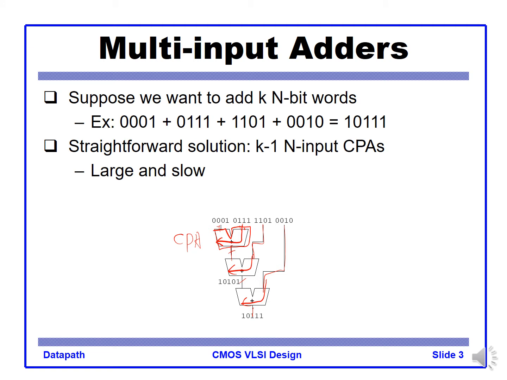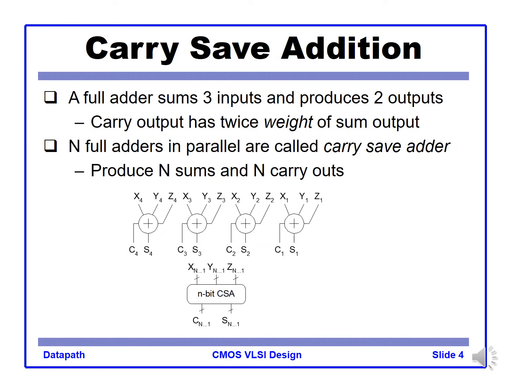So in case of adding a large number of n-bit words, we use a carry save adder. This is the structure of the carry save addition. In carry save addition, we use the full adder structure. As you can see, the full adder gets 3 bits and gives out 2 bits. So we compress the 3-bit information into 2-bit information, right? The full adder sums 3 bits and produces 2 outputs.